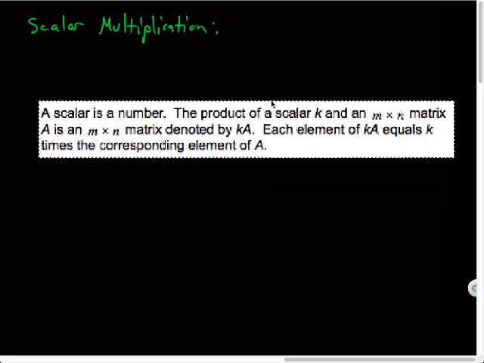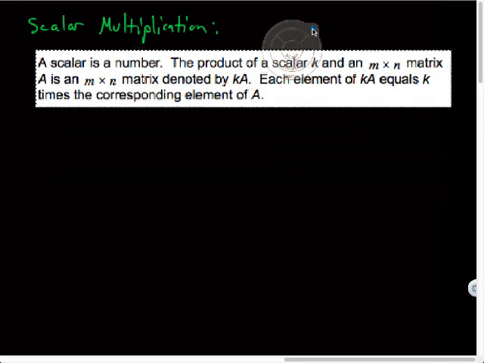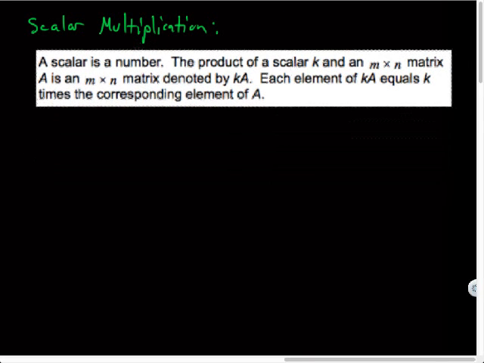All right. So first of all, what do I mean by scalar? A scalar is a number, so it is not a matrix. It is a single number that I'm going to multiply by the matrix. So it says a scalar is a number, the product of a scalar k, so some number, and an m by n matrix. So this is a whole bunch of elements, and a scalar is just some number, is an m by n matrix denoted by k times A.